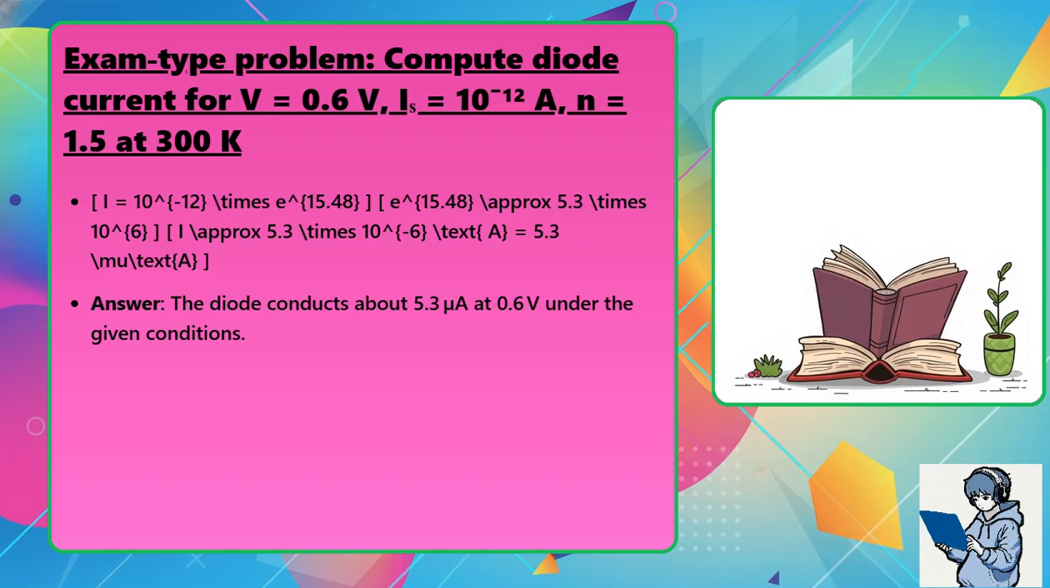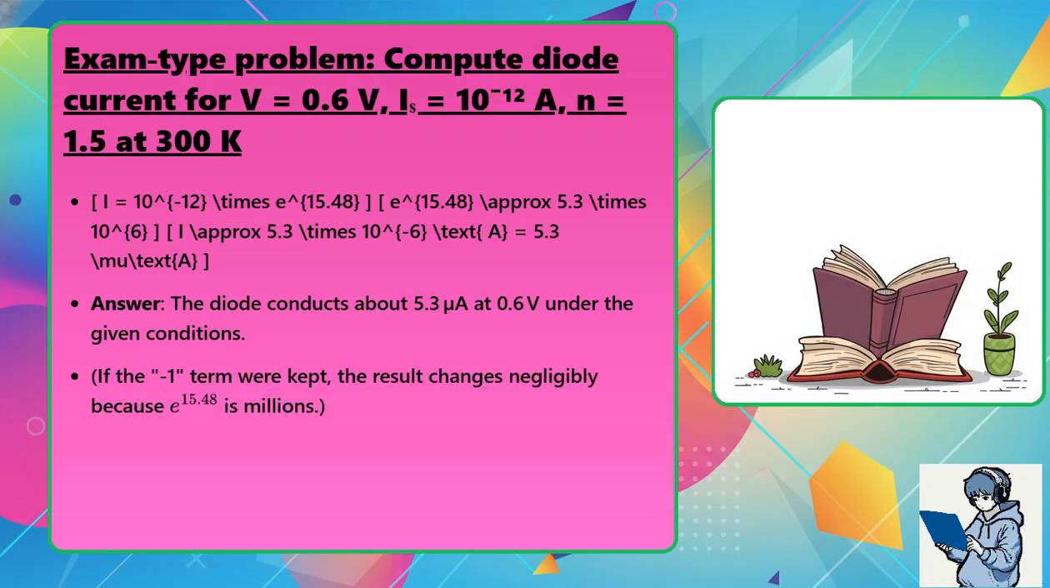Answer: the diode conducts about 5.3 microamperes at 0.6 volts under the given conditions. If the -1 term were kept, the result changes negligibly because e to the 15.48 is millions.